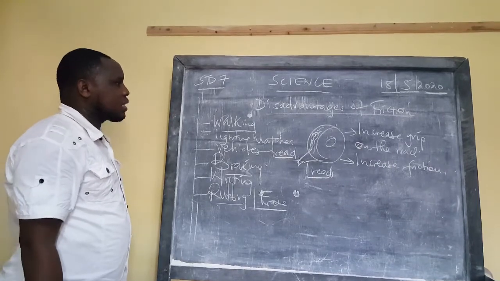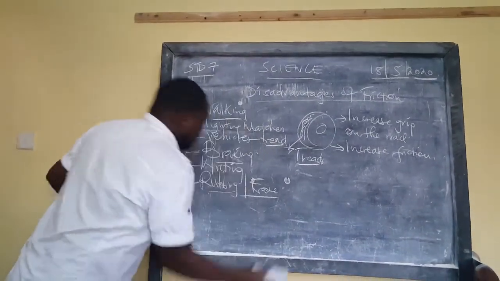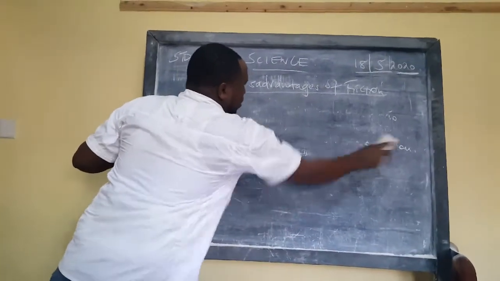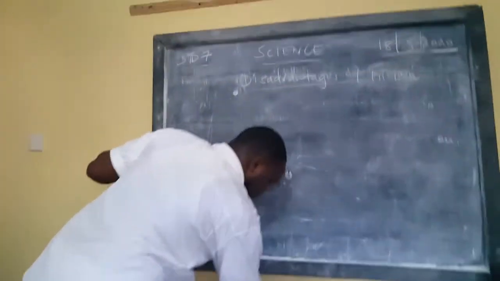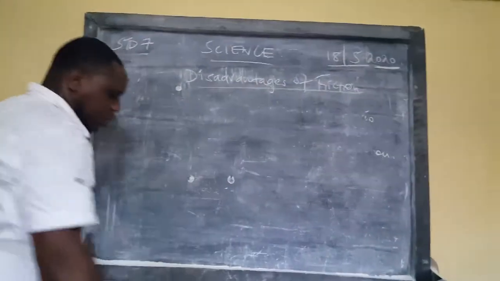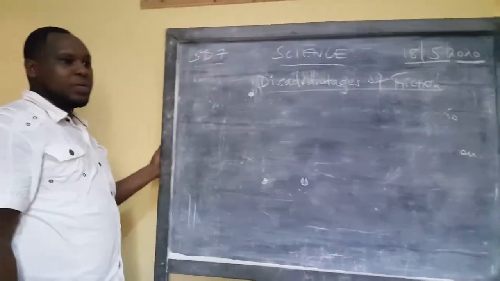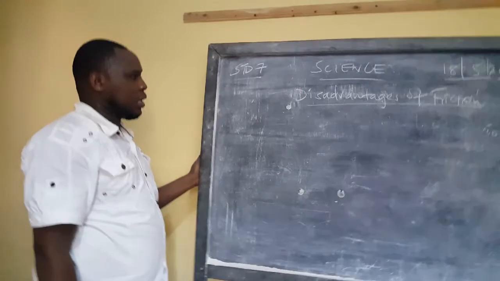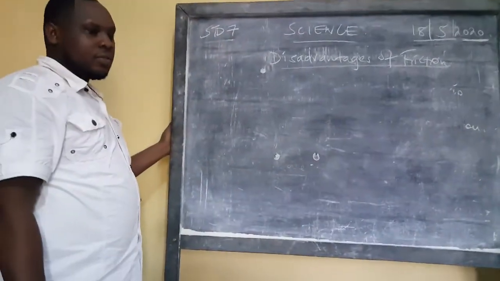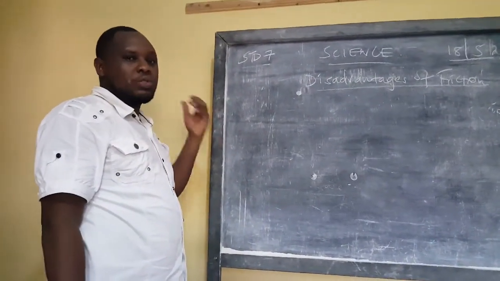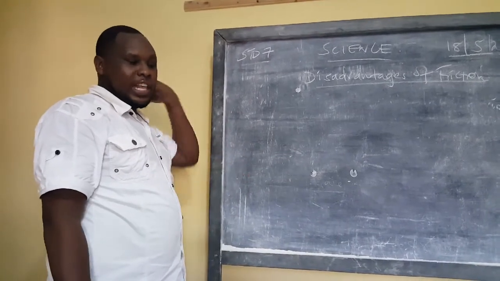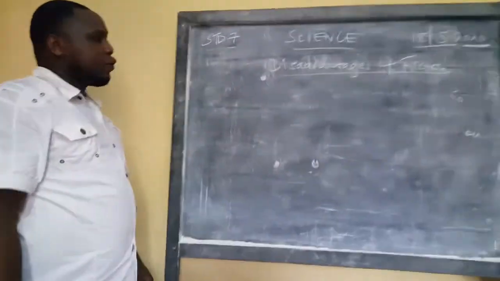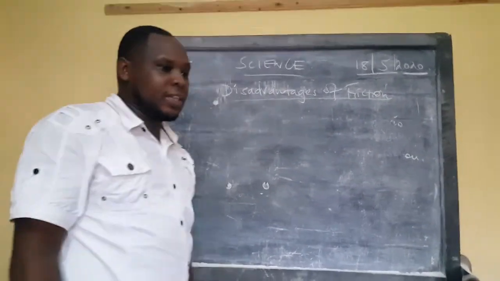Now I want us today to discuss the disadvantages, or call them the demerits, of friction. Before we left yesterday, I gave you a question. Actually, it was a practical work I gave you. You go and observe some of the shirts or blouses that you wear at home, and the collar, where it touches the neck. If you did that well, you saw different things.